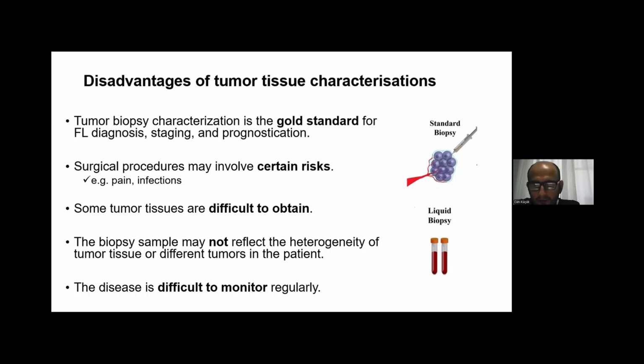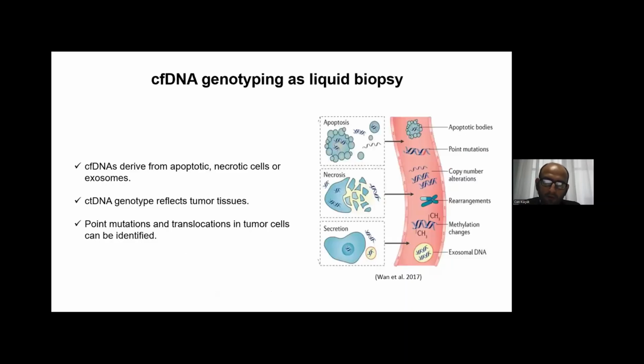The biopsy sample also may not reflect the heterogeneity of the tumor tissue or different tumors in the patient. What I mean generally is the genetic heterogeneity, but this may also be related to the expression of certain markers on the cell. Also, the disease is difficult to monitor regularly, and this is especially important to predict, for example, relapse or therapy response. So in order to overcome these problems, nowadays investigators are focusing on liquid biopsy as an option to replace histologic biopsy.